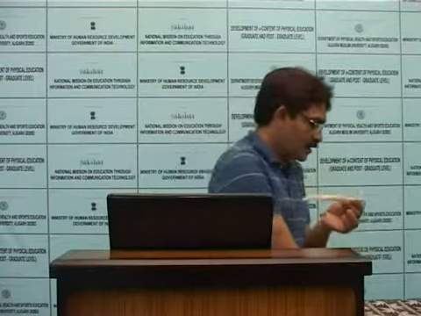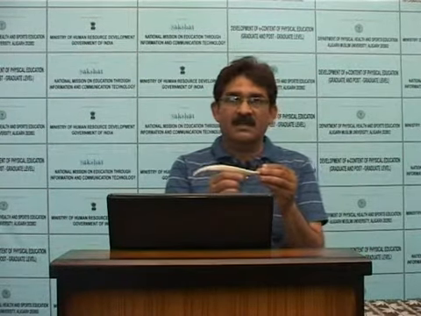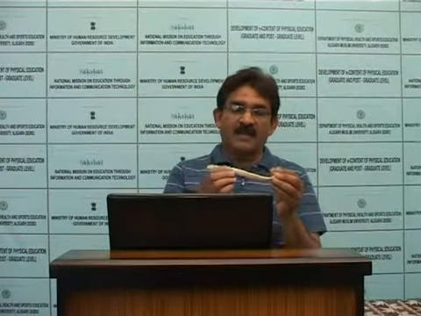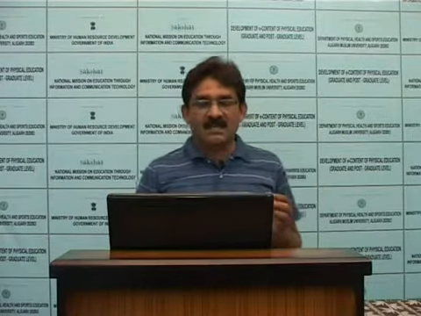In this rib, three main structures descend. Number one, vein. Number two, artery. Number three, nerve. These three main structures are protected by the rib.